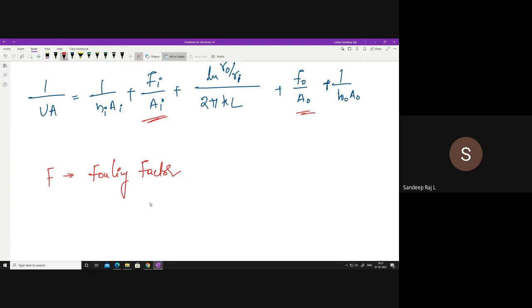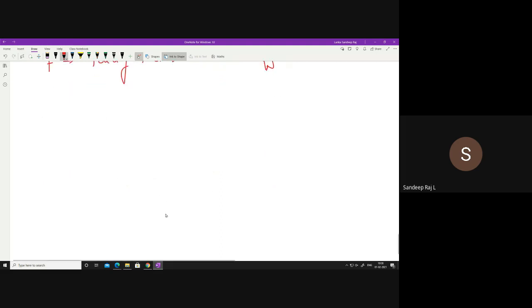Look at the equation and tell me what will be the unit of F. Kindly speak out. It will have the inverse unit of your h. h is watt per meter square Kelvin, and it is taken in the numerator here, so F will have the inverse unit, that is meter square Kelvin per watt. That's how your fouling factor is taken. So that can be taken into consideration and the calculation can be done. Okay, so that's the thing regarding fouling factor.